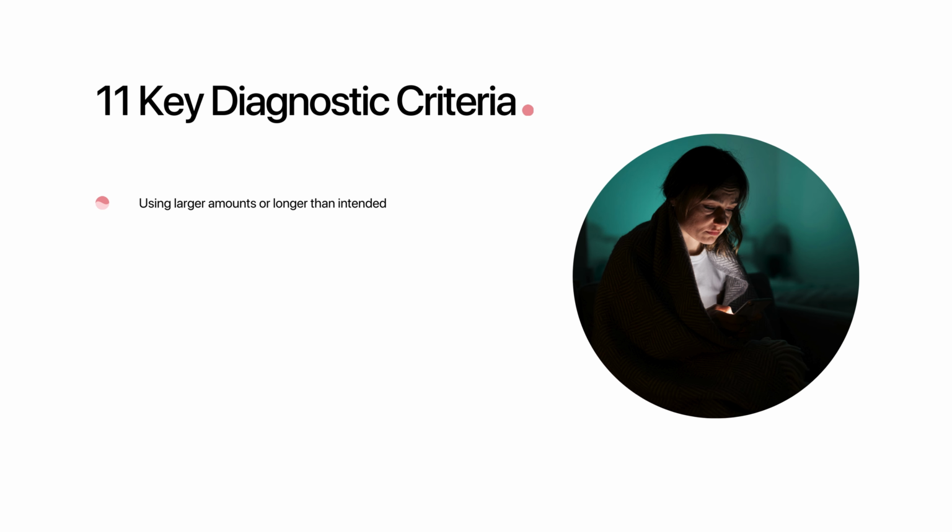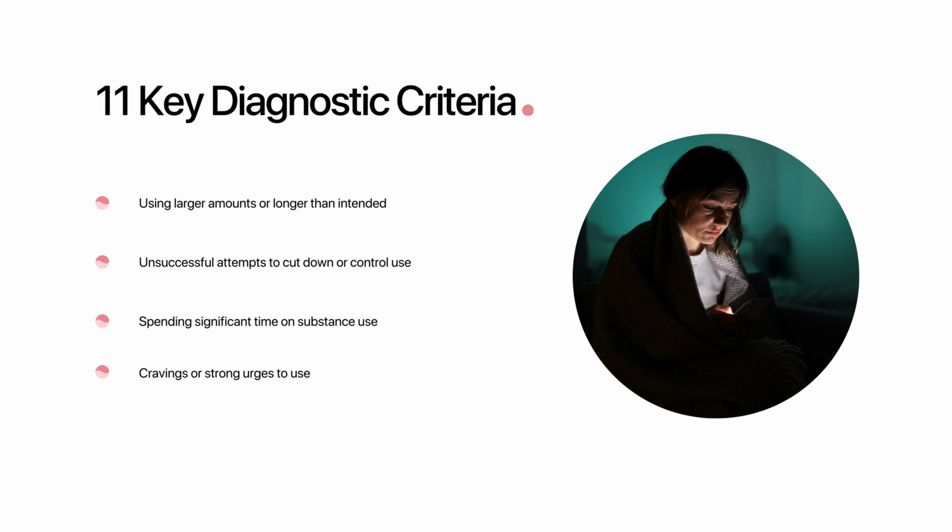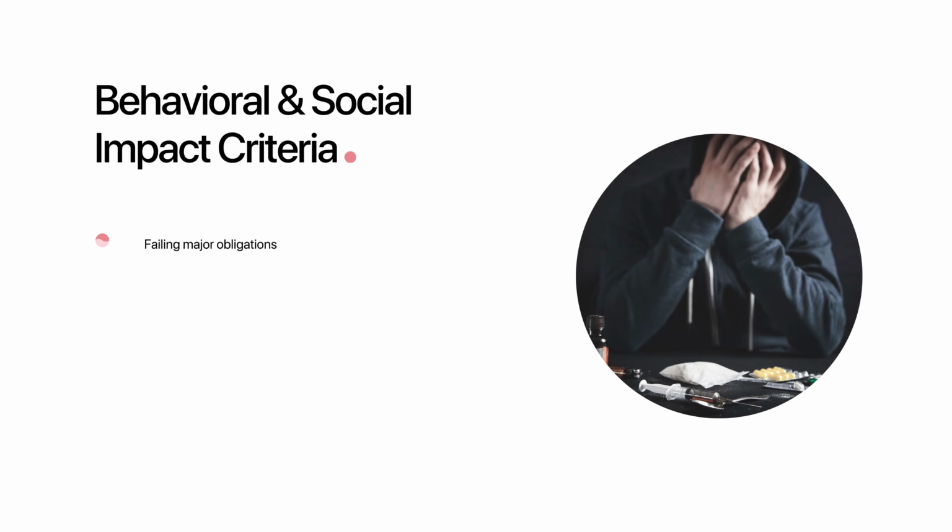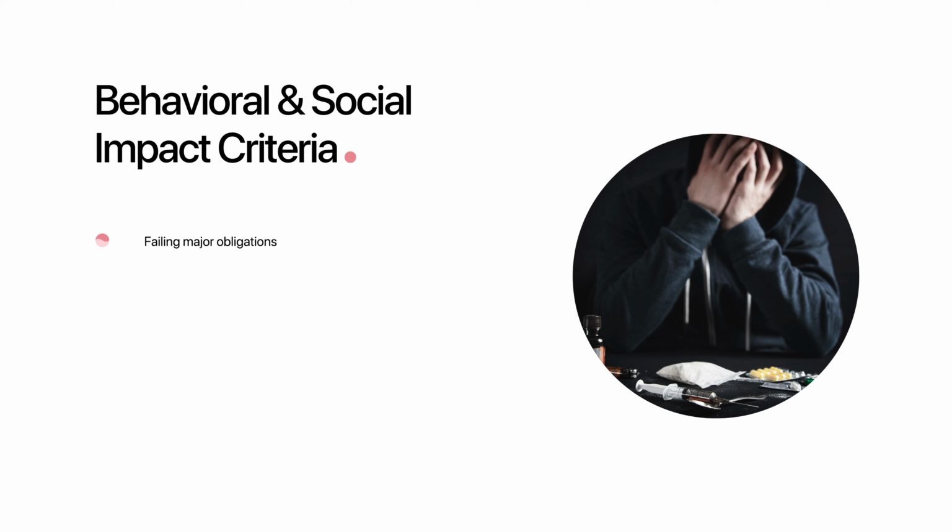1. Using larger amounts or over a longer time than intended. 2. Unsuccessful efforts to cut down or control use. 3. Spending a lot of time obtaining, using, or recovering from substance use. 4. Cravings or strong urges to use the substance. 5. Failing to fulfill major obligations due to substance use. 6. Continued use despite social or interpersonal problems caused by substance use.